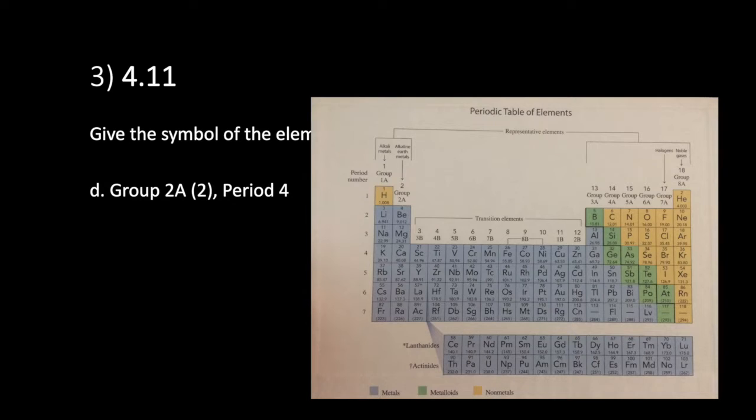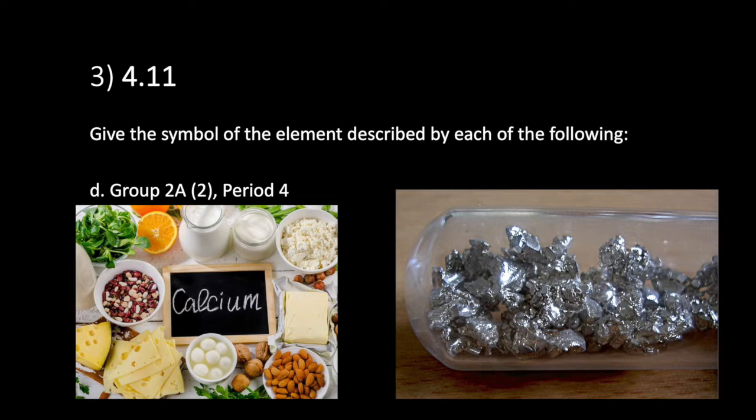So the symbol you'd write down is Ca, and it's this shiny metal here. It's calcium, and that metal is in all these different foods, in such small particles that we can't see them with our eyes, but that metal is present in almonds and cheese and beans and milk, etc.